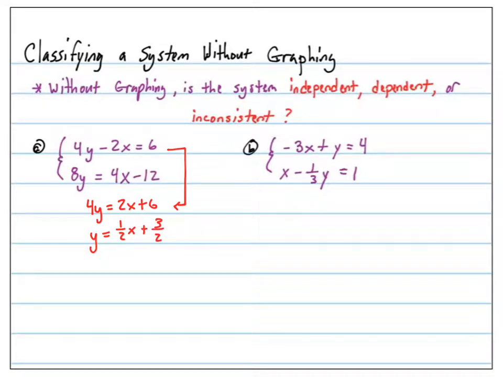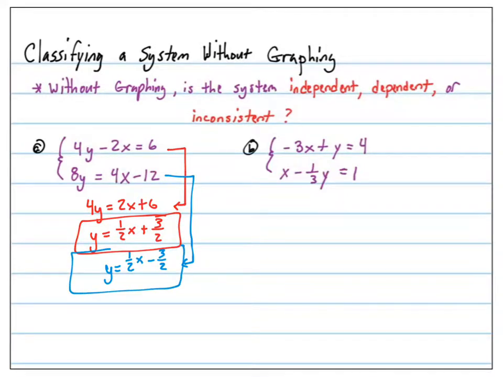Then we'll do the same thing with the other equation so we can compare. We just have to get rid of the 8 on the y. So we've got y equals 1/2 x minus 3/2. If we look carefully here, this is our first line, this is our second. What we should notice is that these two lines have the same slope and different intercepts. That means they're parallel, and since they're parallel, they're going to be inconsistent.